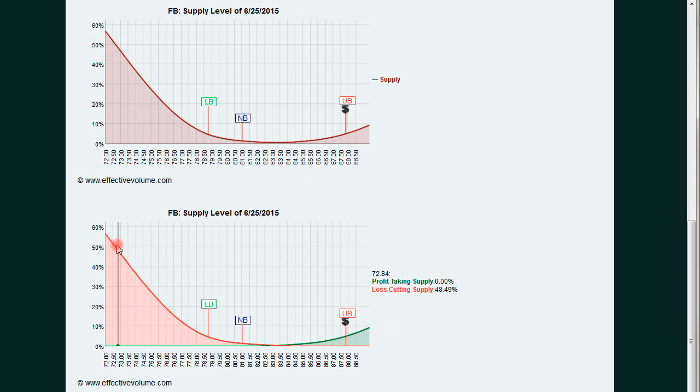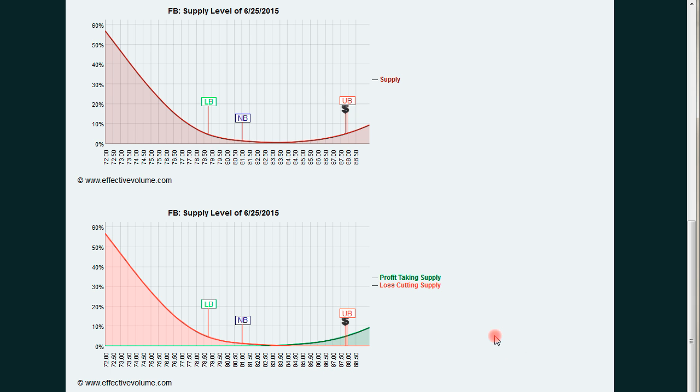Then in red here, what you have is the loss cutting supply. The loss cutting supply is really the most important supply, because when you cut your loss, you really don't care about the price, you just sell because you want to cut the loss. When you take profit, you hesitate, you can take time, you are not in a stressful situation, but cutting loss is really what pushes price down.